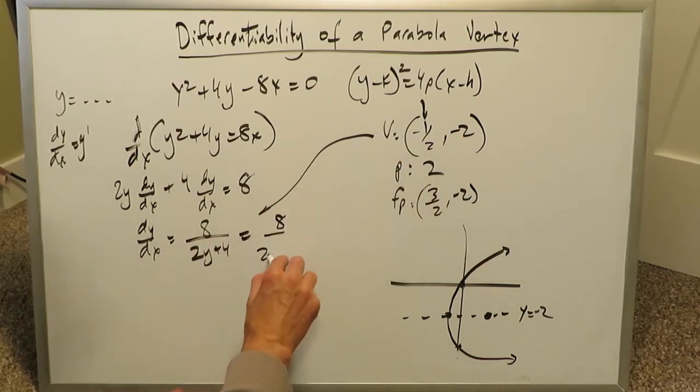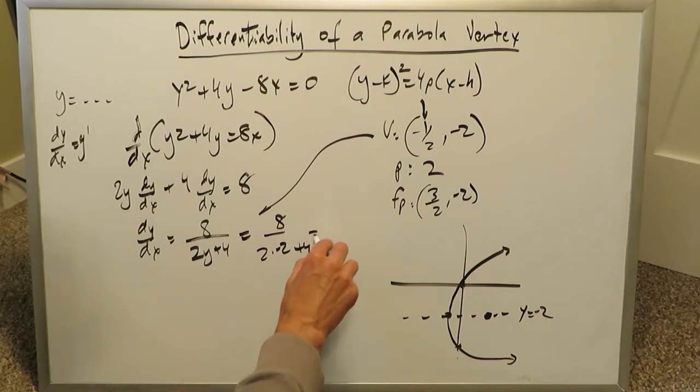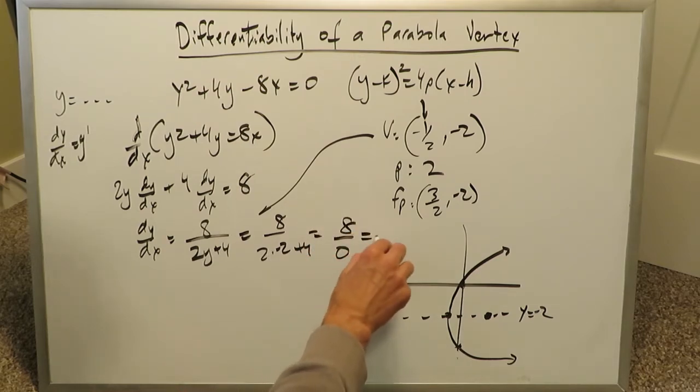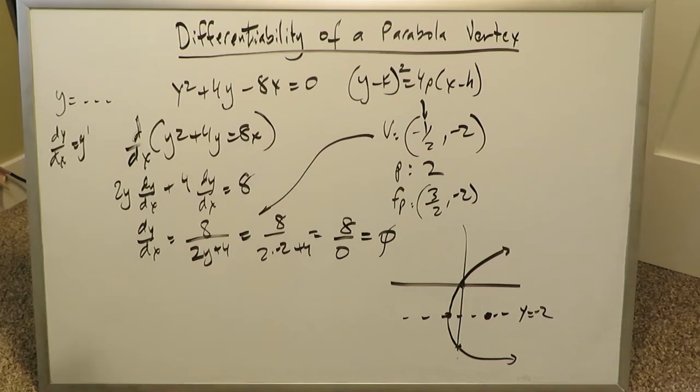You have 8 over 2 times minus 2 plus 4. When you do this, you get an 8 over 0. You know that's undefined, you can't do it. Why is this undefined and why couldn't you do it? Why is this specific point here not differentiable?